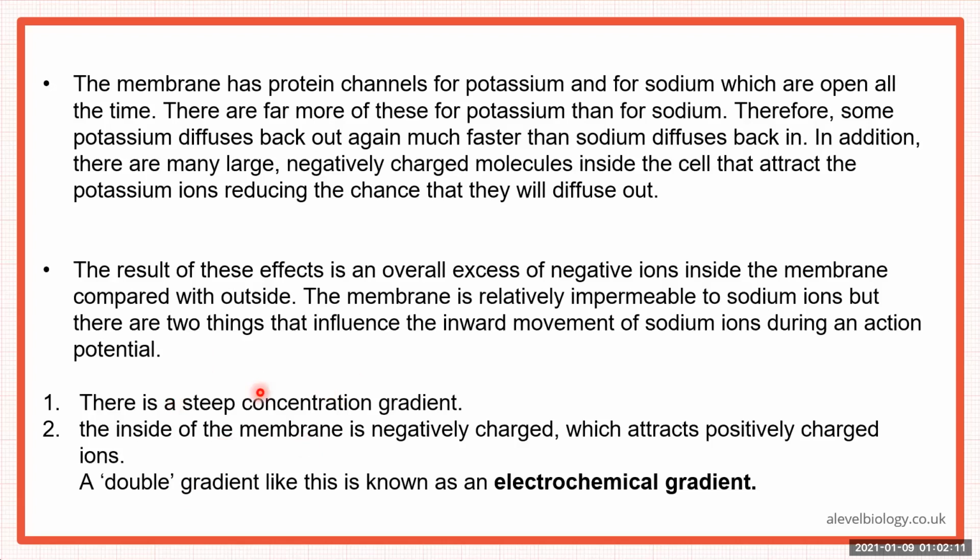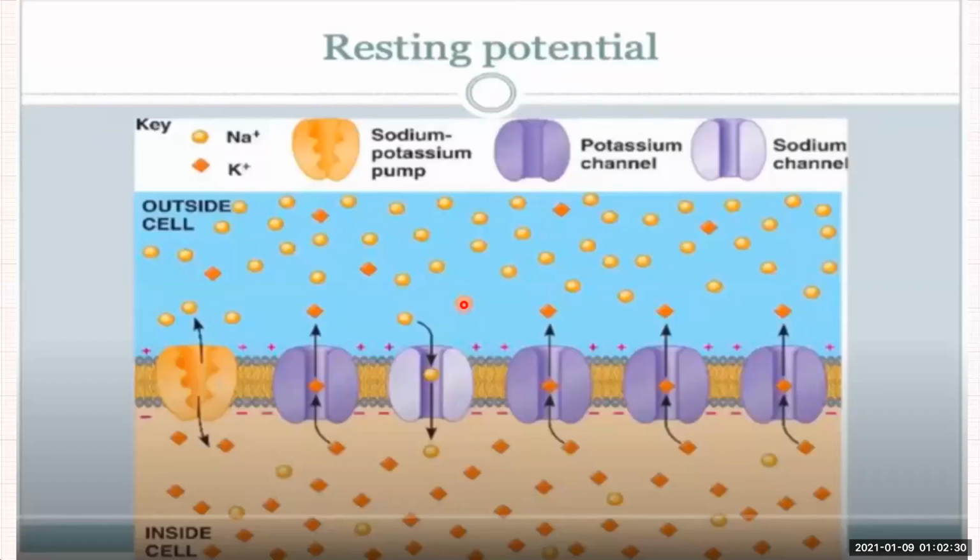There is a steep concentration gradient, with a lot of sodium outside. And because it's negative inside compared to outside, the positive charges will be attracted. This is what creates an electrochemical gradient. So it becomes a double gradient. See here, we have this sodium channel, and there is a lot of sodium ion outside, so it can easily come in because of this steep gradient from high concentration to lower concentration. The inside of the cell is more negative compared to outside, so this creates an electrical gradient also. This is what we call the electrochemical gradient.